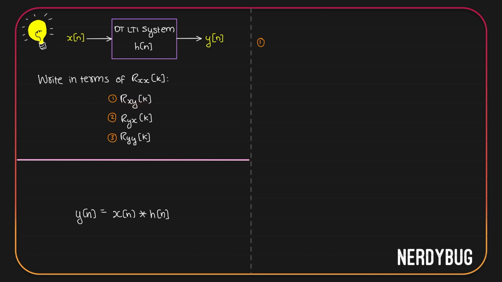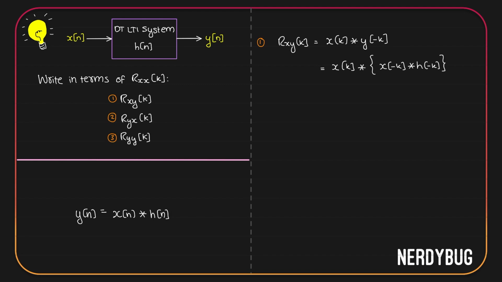Now let's try to solve the first part. We need rxy of k in terms of rxx of k. Rxy of k will be the convolution of x of k and y of minus k. But according to this, y of minus k will be convolution of x of minus k and h of minus k. So this becomes convolution of x of k with the convolution of x of minus k and h of minus k.